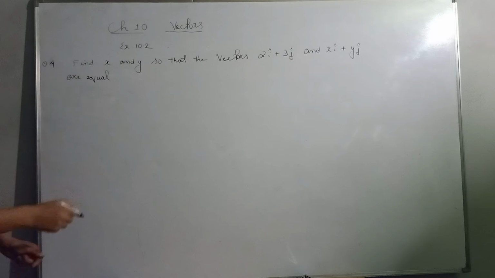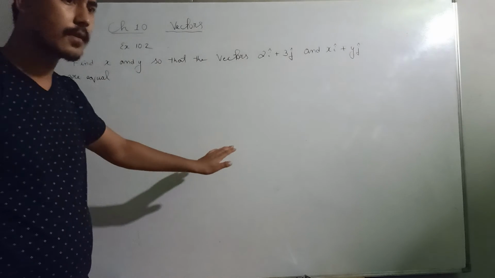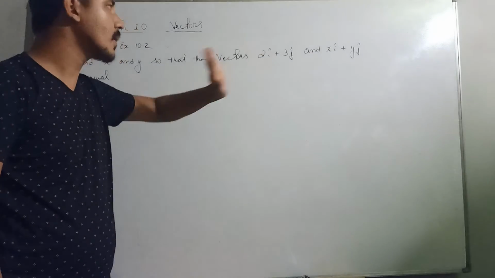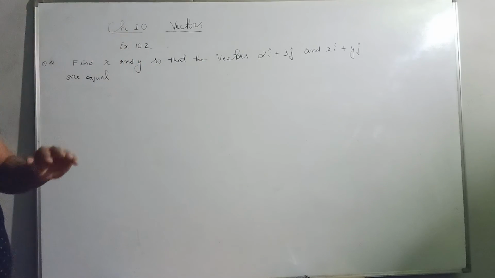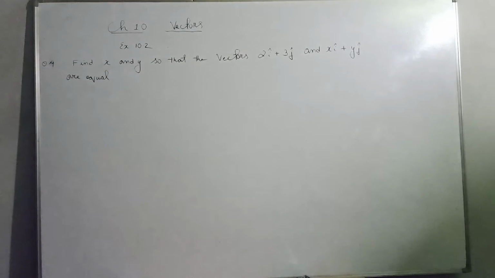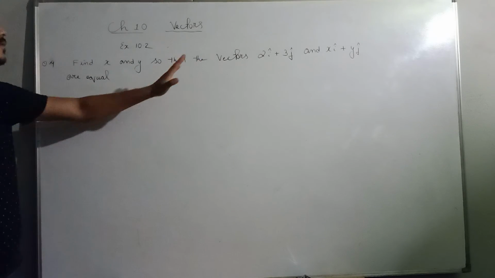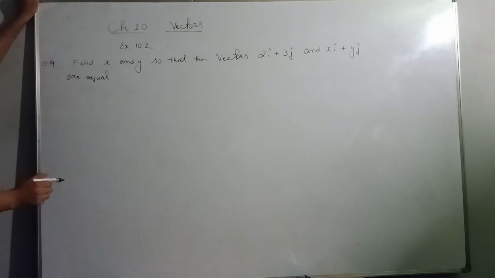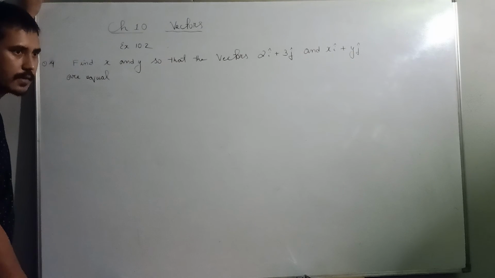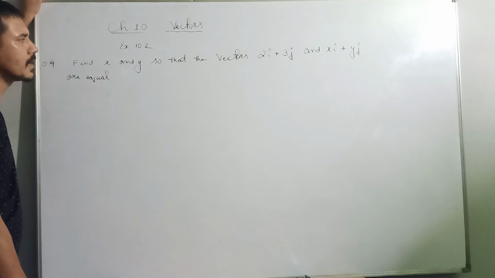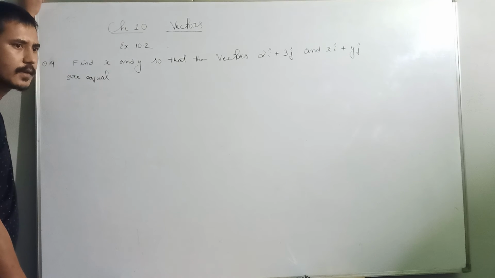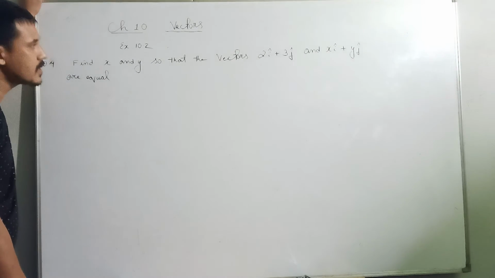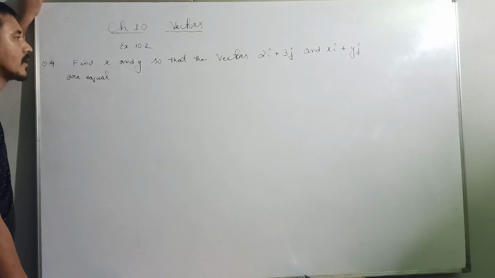That means both the vectors are lying in the xy plane, because there is only x and y components. So both the vectors are lying in the xy plane. And also they say that these two vectors are equal. Now we know that two vectors are equal if they have the same magnitude as well as the same direction. So using that concept, you can find out.